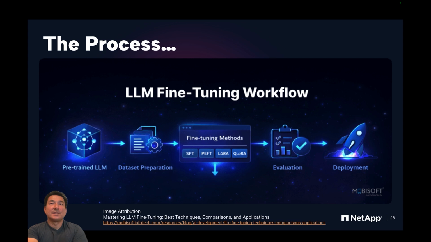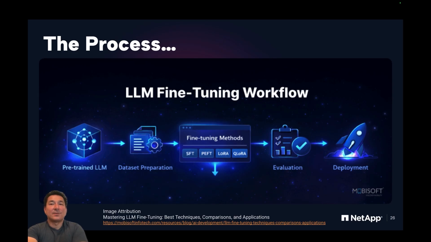So for review, this is what a mental map of fine-tuning workflow looks like. Start with the pre-existing or pre-trained small language model. You do dataset preparation. Using the dataset, you change the weights of the given model to impart specialization into that model.